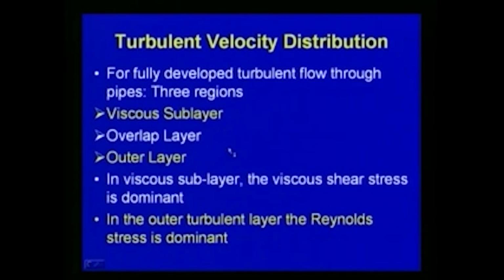Since this is the case of fully developed turbulent flow, when we critically analyze various locations, we can see that there will be a viscous sublayer, then an overlap layer and an outer layer. In the viscous sublayer, the viscous shear stress will be predominant, and in the outer layer the Reynolds stress is predominant.